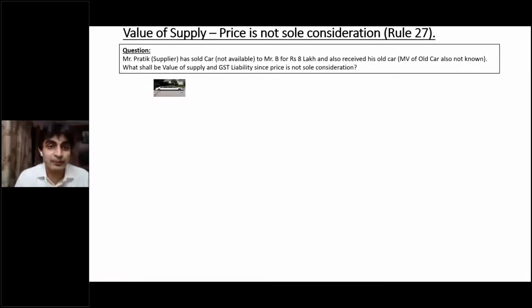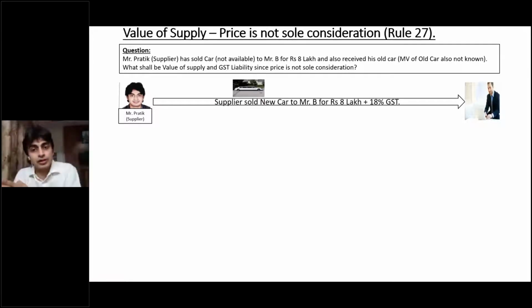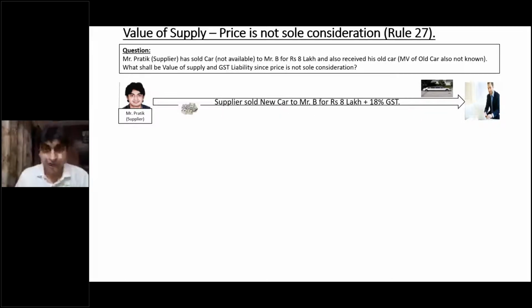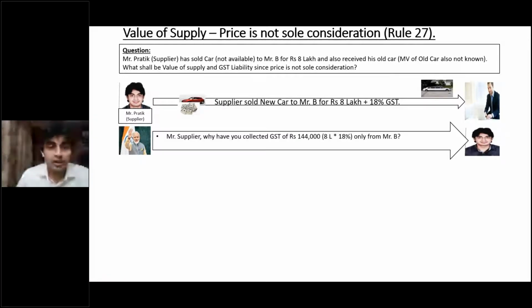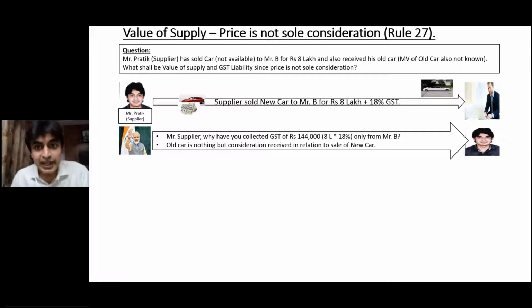So what will be the value of supply and the GST liability, since price is not the sole consideration? See this. This time, I supplied the new car to Mr. B. कितना मिला? 8 lakh रुपए मिला cash. And for this new car, I have also received an old car. New car का भी market value नहीं पता. Old car market value नहीं पता. So again, government came and stopped me. Mr. Supplier, why have you collected GST only on 8 lakh? Old car is nothing but consideration. आपको सिर्फ 8 lakh थोड़ी मिला है. You have received 8 lakh plus you have also received old car. So you should charge GST on more.